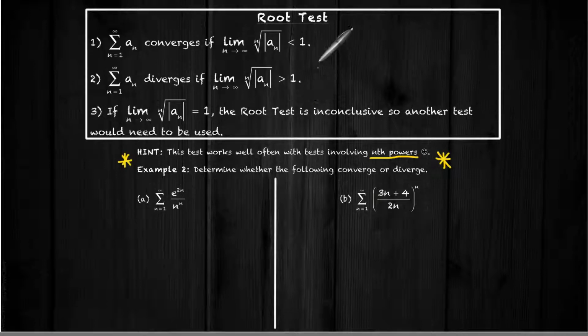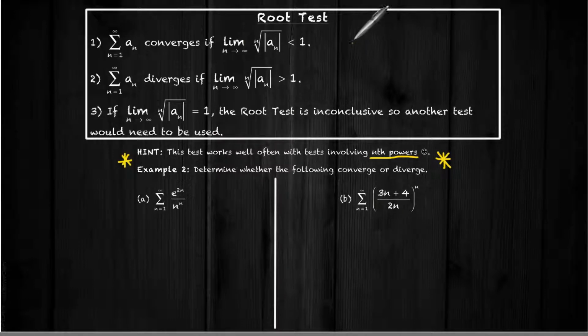Here's what the root test says. Very quick and easy test. It says that the series will converge if the limit as n approaches infinity of the nth root of the series is less than 1, and it will diverge if the nth root of the series is greater than 1. If it's equal to 1, the root test, similar to the ratio test, is inconclusive. You must use another test.